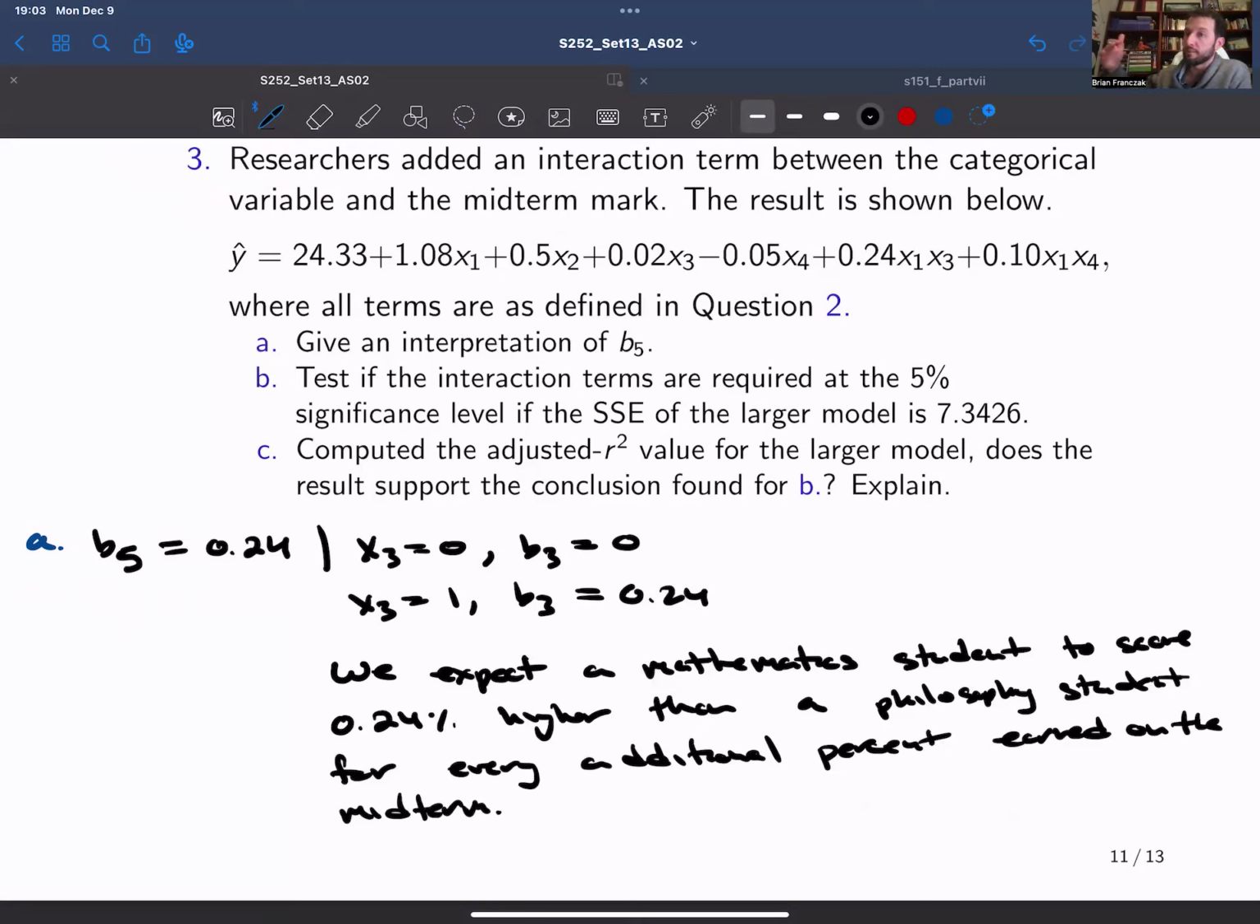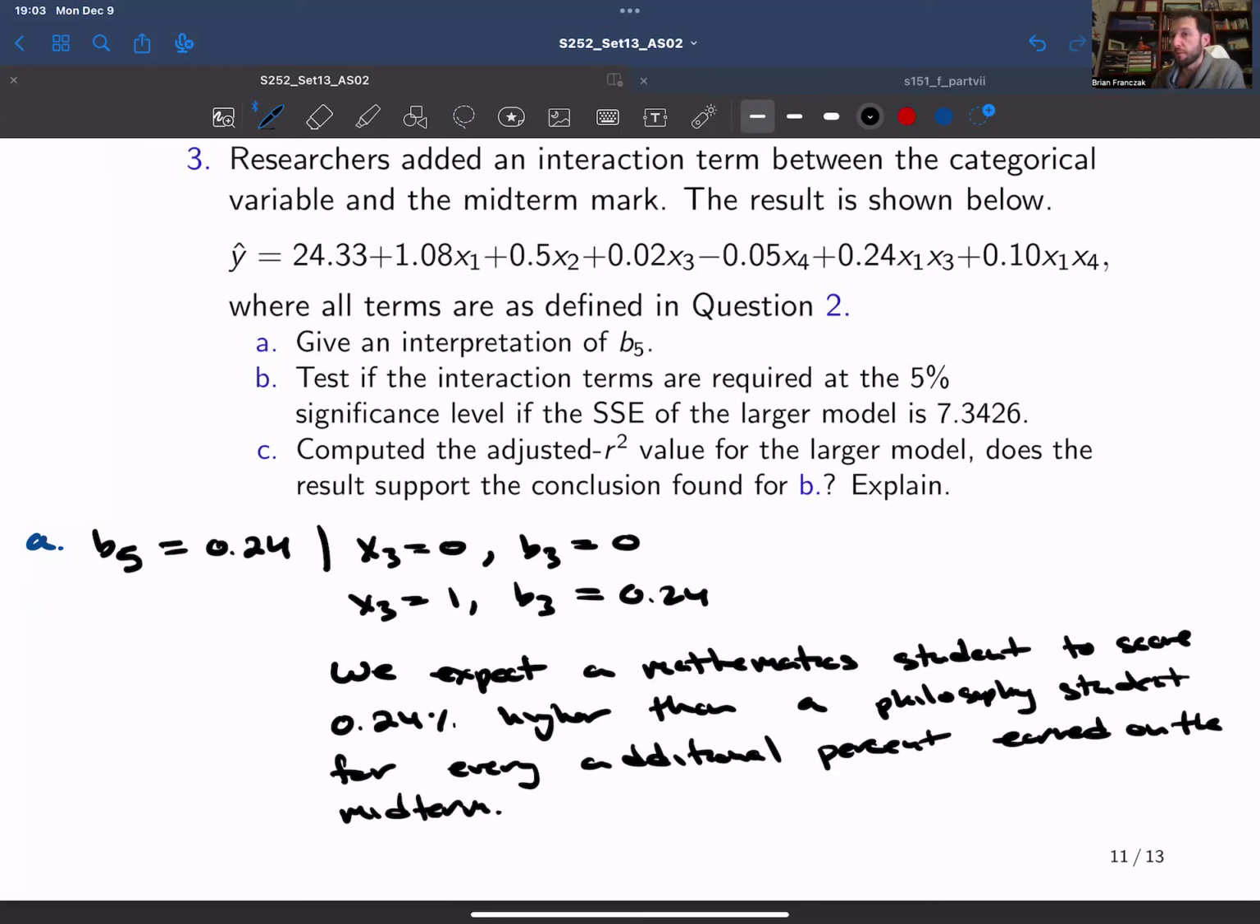So we still have a transition. We're moving from philosophy to mathematics student. So we have that switch across levels. But now what the interaction represents is the change in the slope. So if we have a philosophy student, which means that x3 is equal to 0, x1 stays at 1.08. So for every percent gained on the midterm, a philosophy student will earn 1.08% on the final.